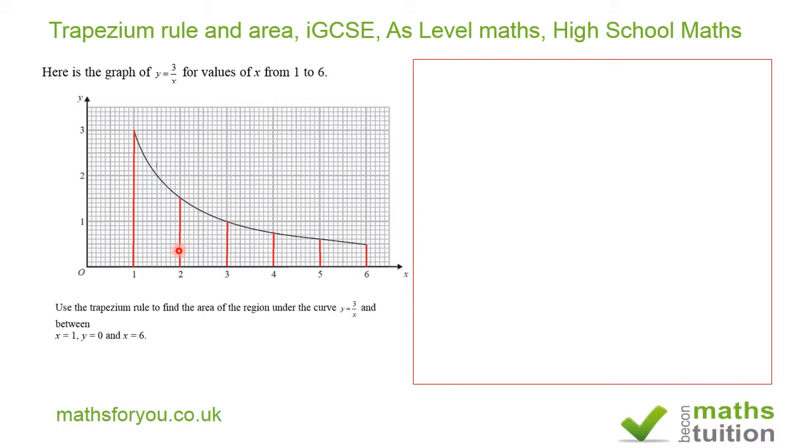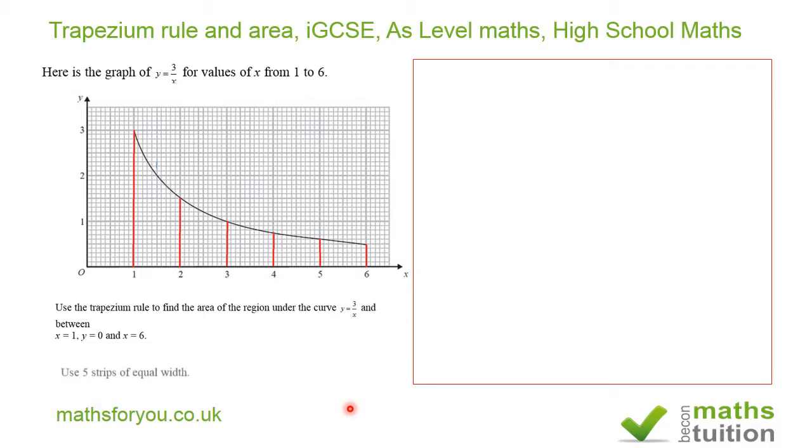By the way, these vertical lines I've put in myself here. The vertical lines are not in the original question. When x is equal to 1, y is 3, and when x is equal to 2, y is 1.5. So between that vertical line there and the x-axis and up to there, we're looking for the area under this curve. We're looking for this entire area there.